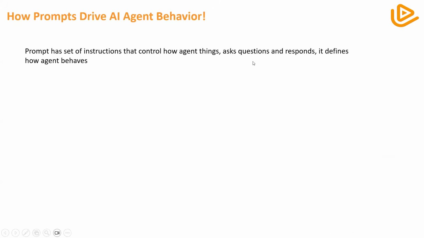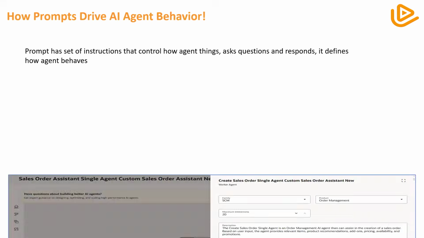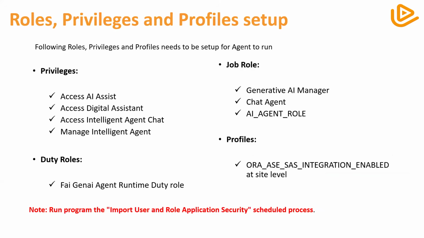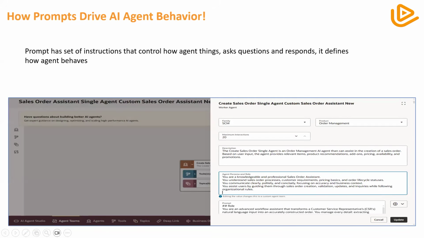Next, prompts. Prompt is also a very important feature which will actually drive the AI agent behavior. A prompt is nothing but the set of instructions you give that will control how it should think, how it should ask questions, and how it should respond to the user's questions. So it goes like this: if your AI agent is asking wrong questions, don't blame the model, but fix the prompt. This is where the prompt appears. This is the agent persona and role, and this is the description.